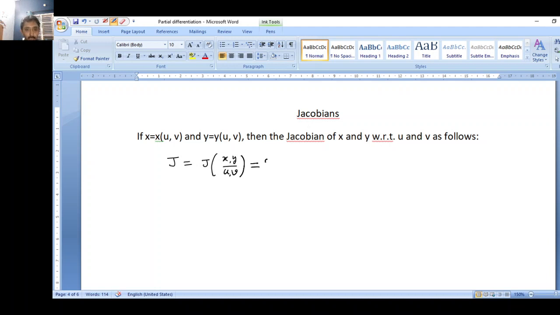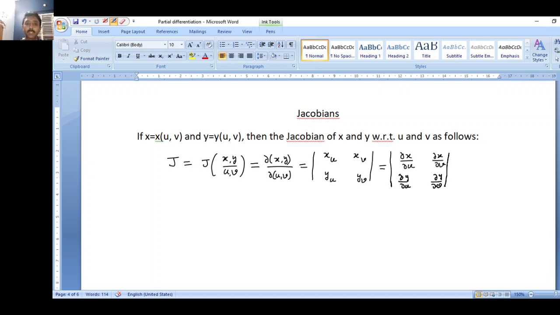This is also denoted as dou of x comma y by dou of u comma v, and this is defined as the determinant of x with respect to u, and then x with respect to v, and then y with respect to u and y with respect to v. In other words, this is basically the determinant of dou x by dou u, dou x by dou v, and then dou y by dou u, and then dou y by dou v. So this is exactly how we define the Jacobian of x and y with respect to u and v.